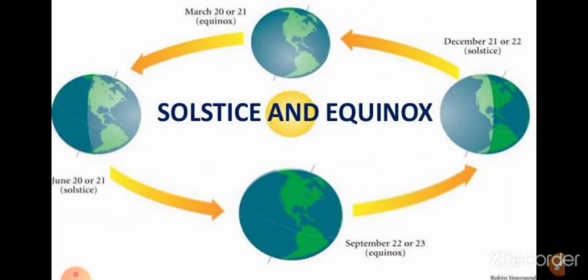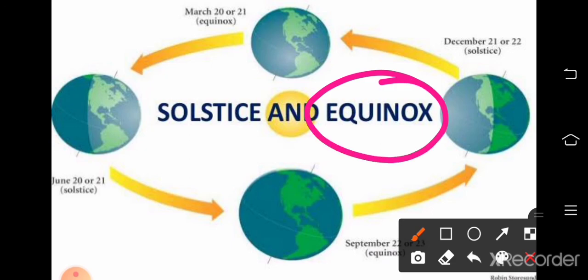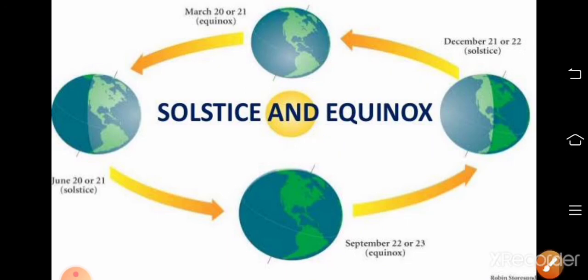Equinox means equal night and equal day. So here this position and here the earth is much closer to the sun. So these days, March 21 and September 23rd, have equal night and equal day. They are known as equinox.